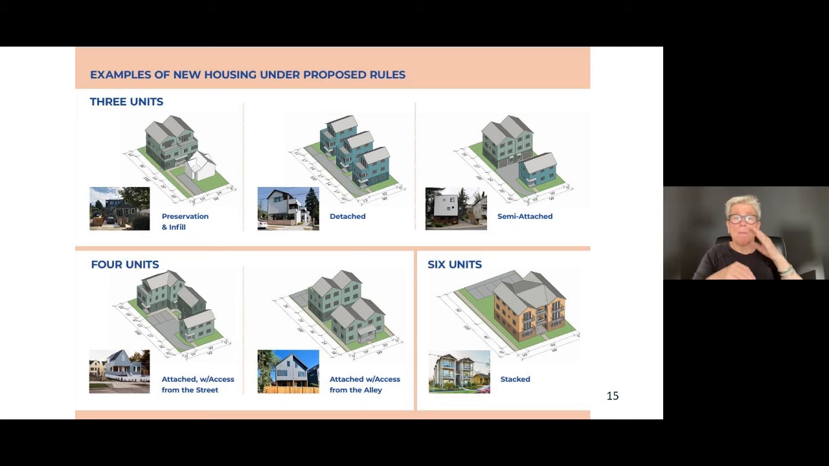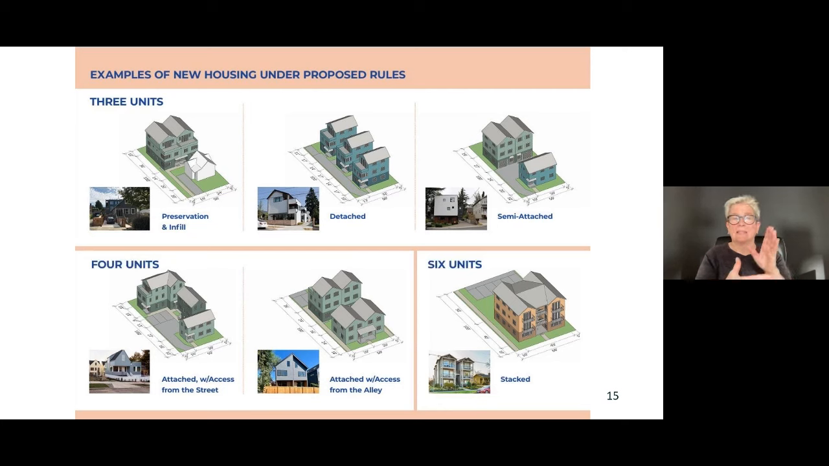And then you can see to the right, the preservation and infill option, an example of 3 detached homes or semi-attached homes. Below that, you can see a couple of examples of what this might look like for 4 units on a lot, both with parking access from the street or parking access from the alley. To give you a sense of the scale, if you build 3 units on that 5,000 square foot lot, they would tend to be of a scale of 1,400 to 1,600 square feet.